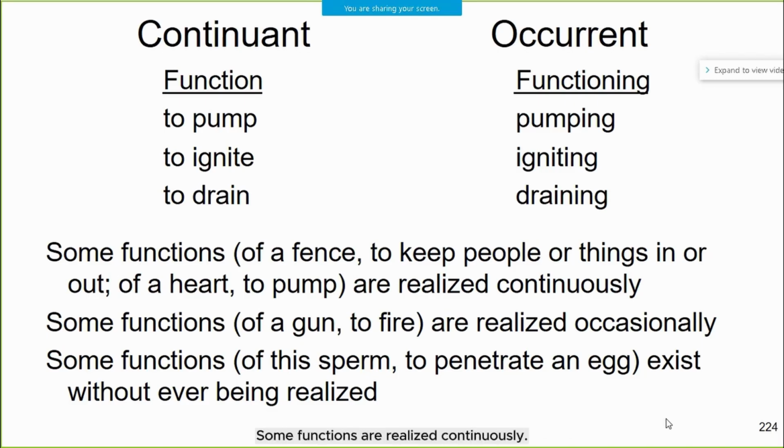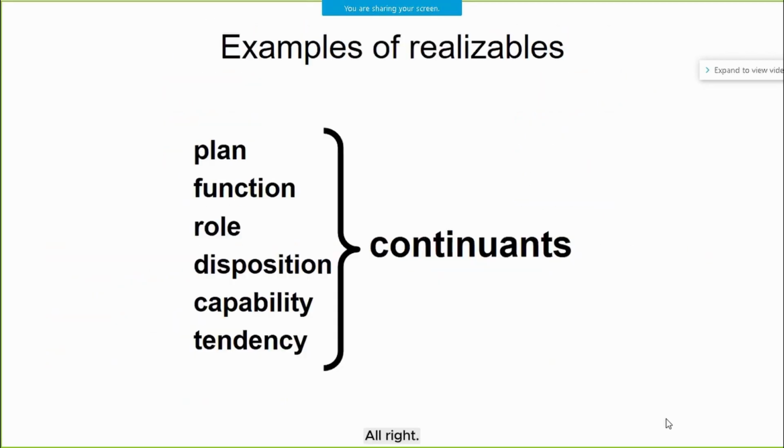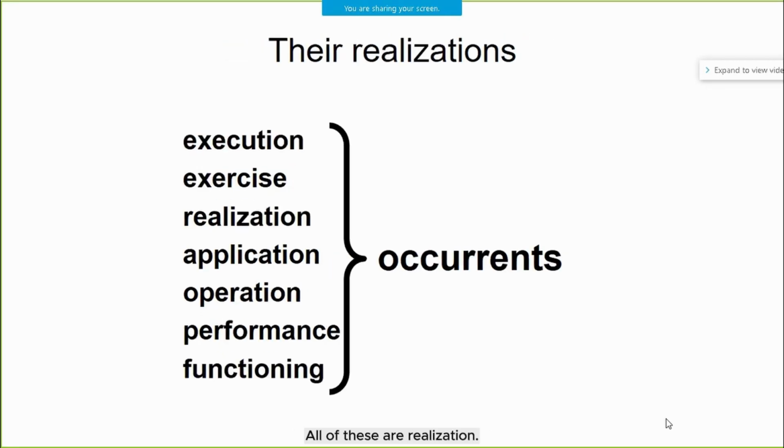Some functions are realized continuously, so a fence, for instance. And some functions are realized occasionally, so a gun would be an example. And some functions are realized only very, very rarely. The sperm is a good example. Most sperm never get to realize their function. All right, so all of these are realizables, all of these are realizations.